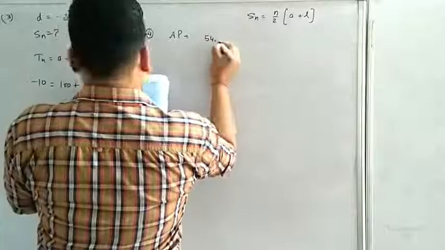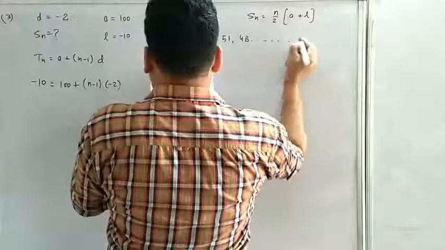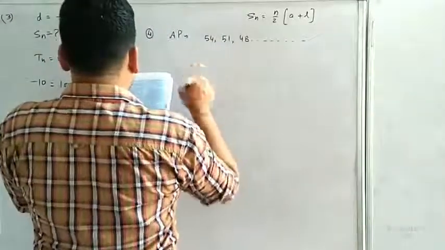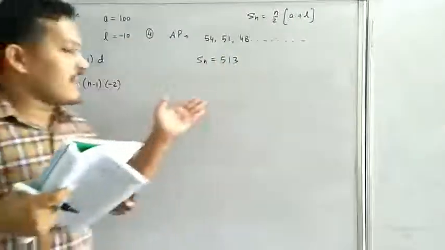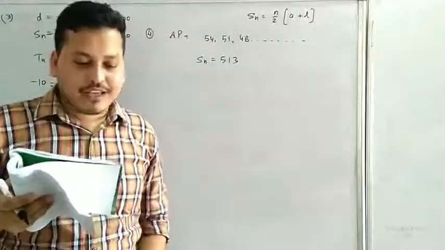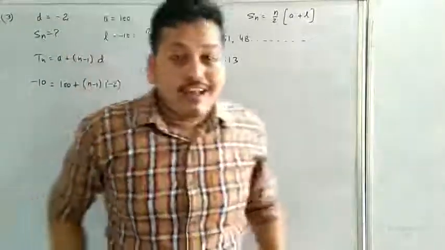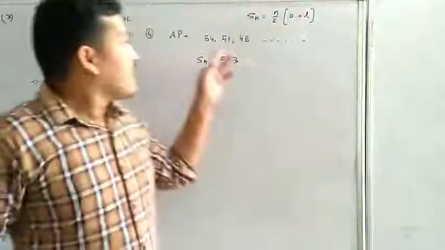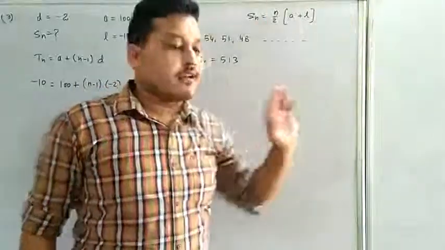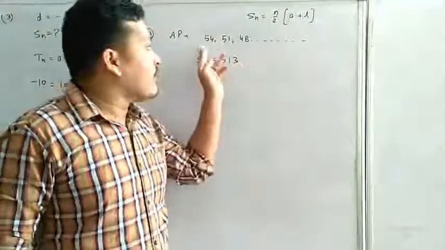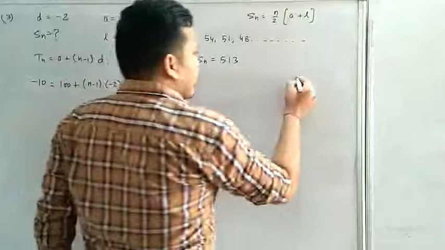Now the AP 54, 51, 48 and so on. How many terms of the AP should be taken so that their sum is 513? Again a very easy question is coming. Any problem? Can you solve it? 1, 2, 3. How many terms will we take here? 48, then any other number up to infinity, but not infinity. How many terms have we taken so that their sum will be 513? It means calculate the value of n.